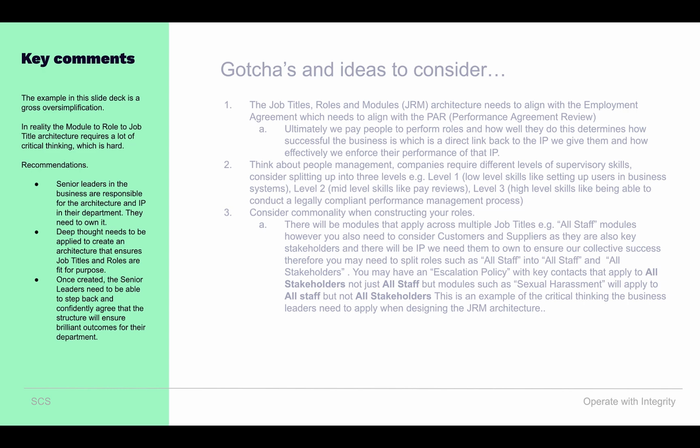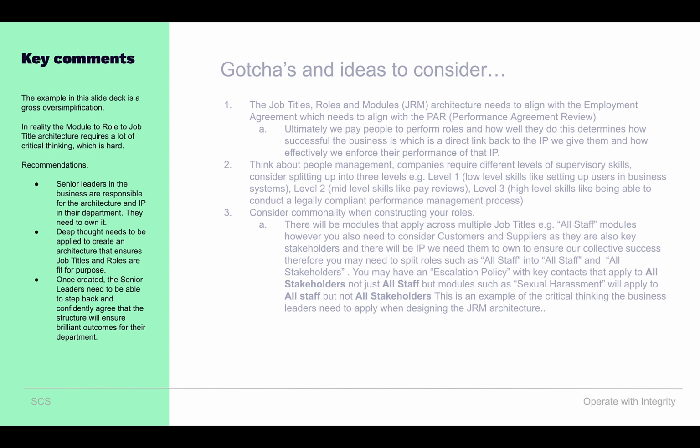The third idea to consider is the commonality when constructing your roles. In database language, this is called normalization. And it is a way to dramatically improve the efficacy of how you manage your data structure. We have a similar concept in PAT. So there will be modules that apply across multiple job titles. For example, all staff modules. However, you need to also consider things like customers and suppliers. And we've been caught out in the past by creating an overall umbrella role called all staff, and then we've connected customers, but there's a whole lot of stuff in the all staff role that was completely irrelevant to the customers.